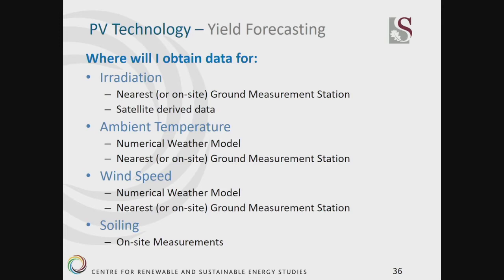So for those of you that do not know, soiling is basically dust or dirt that collects on the PV modules and prohibits more light going to the semiconductor material.